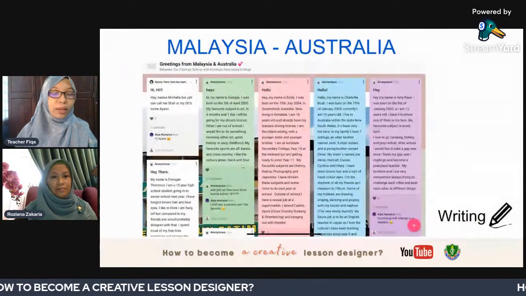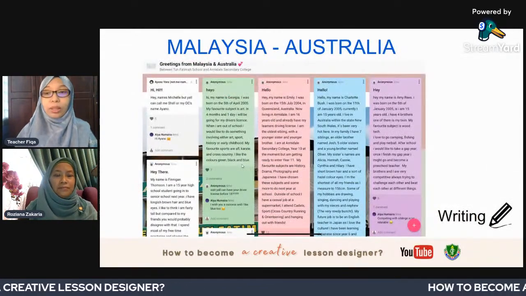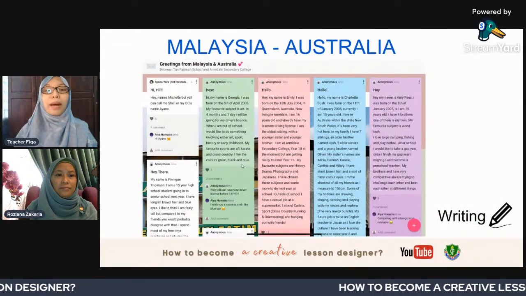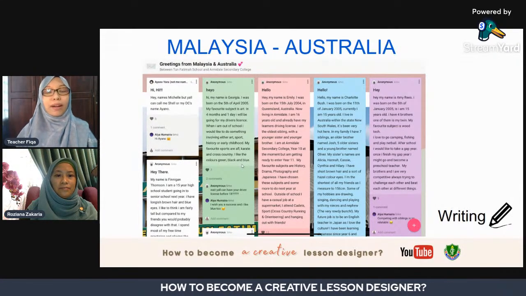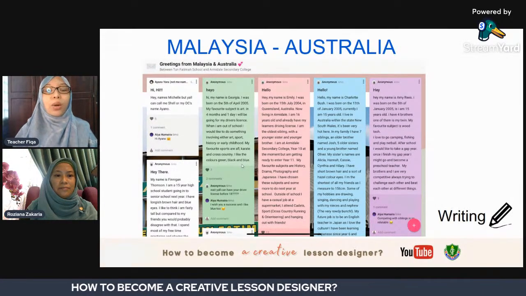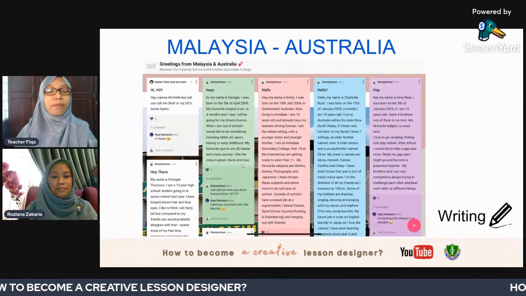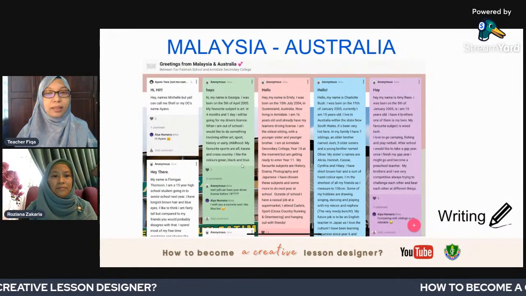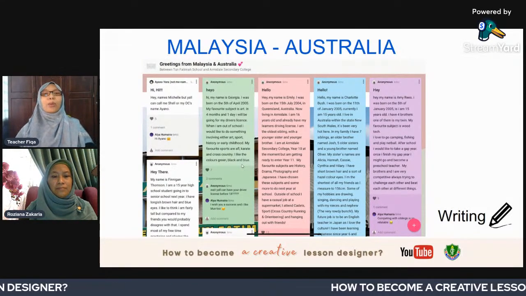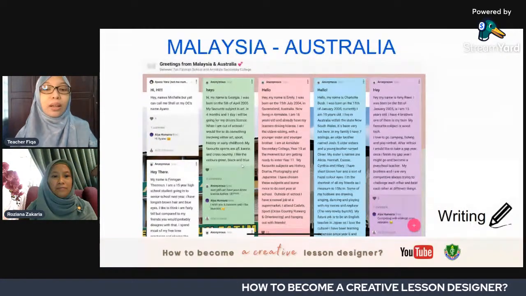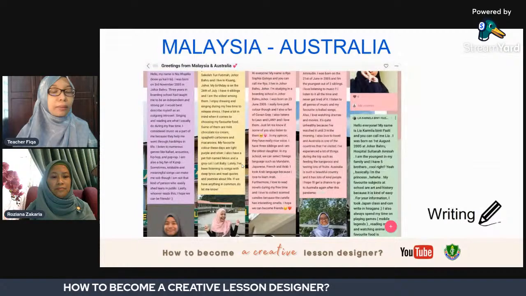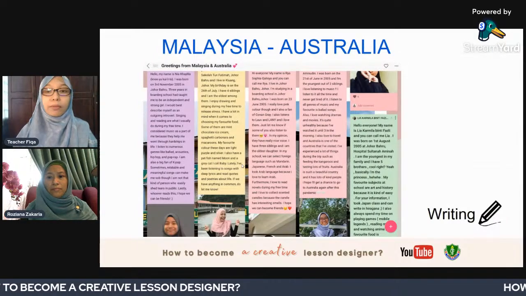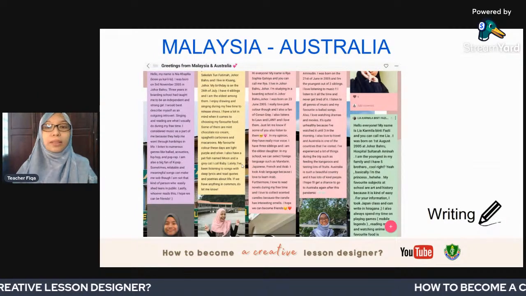For this one, the Malaysia-Australia project, I also use Padlet as a medium of communication between my students and our friends from Australia. We exchanged our personal profiles with our friends there, and I think this can promote intercultural communication among our students. These are some of the personal profiles written by my students with the pictures there.